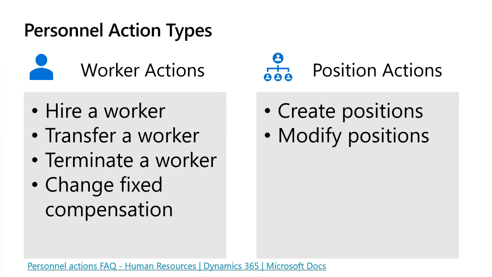This feature can optionally be enabled by setting the enable worker actions and enable position actions fields to yes in the personnel actions tab on the human resource shared parameters page. It is important to keep in mind that personnel action types are only supported for fixed compensation and not variable compensation.